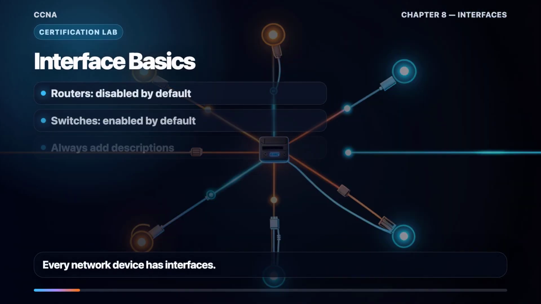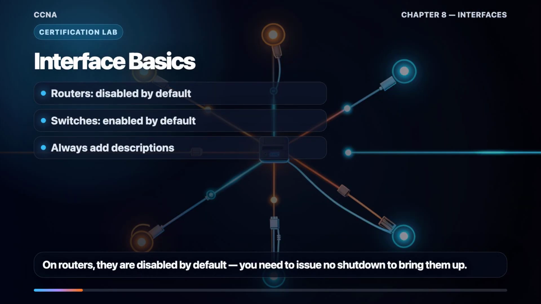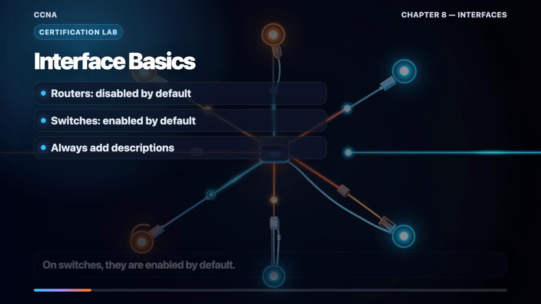Every network device has interfaces. On routers, they are disabled by default. You need to issue no shutdown to bring them up. On switches, they are enabled by default. Plug and play, but you should still shut down unused switch ports. It is a security best practice.